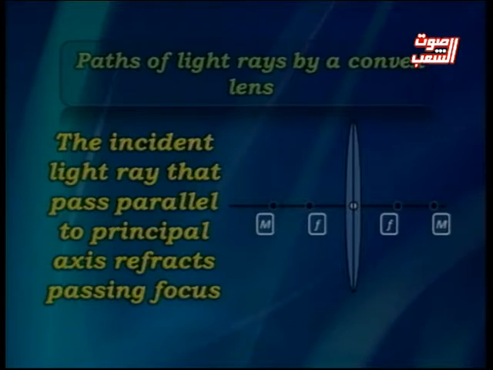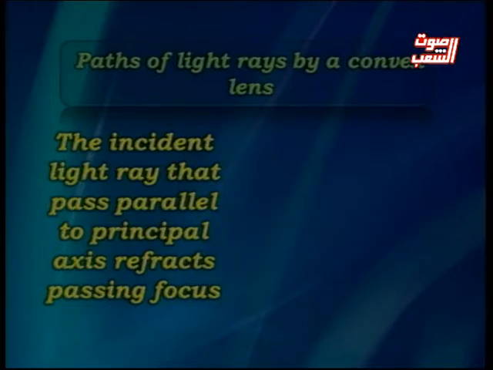What about the incident light ray? It passes parallel to the principal axis. What will happen to this one? After refraction, it passes through the focus. Again, we have the incident light ray in this case. This is the convex lens, and the midpoint is called the optical center. And here we have the second thing: this straight line that has 4 points.